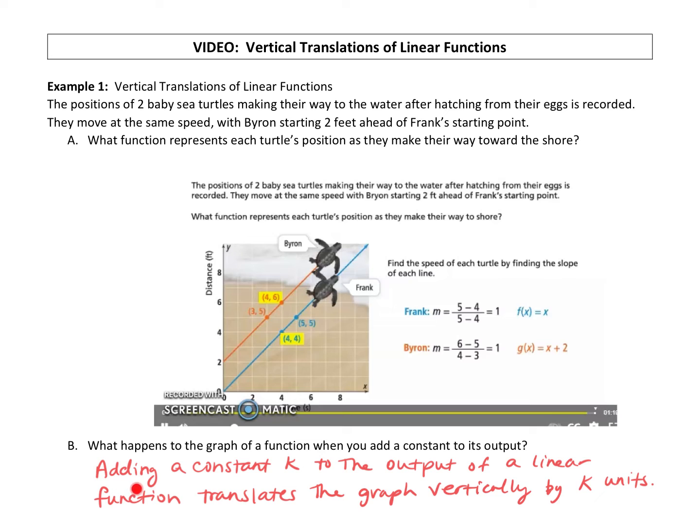All right, so in words, adding a constant k to the output of a linear function translates the graph vertically by k units. So translating is shifting. It's going to shift it up or down k units depending on if we are adding on or subtracting a number off on the end there.